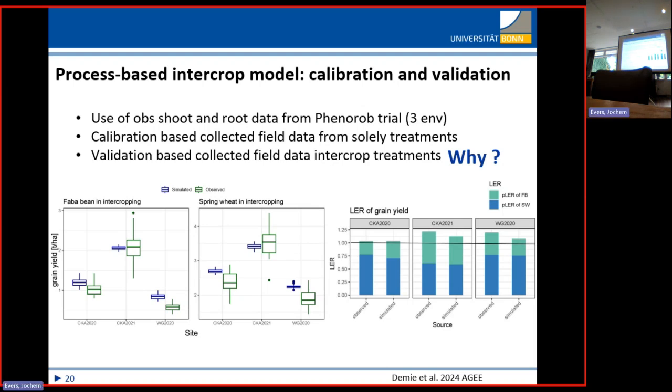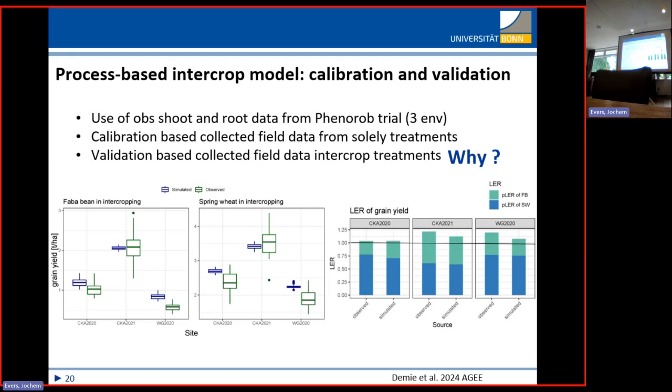But we have here a bit of a problem: the observed values at this environment are a bit lower, but this can be explained because it's the organic site and we had some weed infestation, which is not considered by the model, and that's why it overestimates the yield.